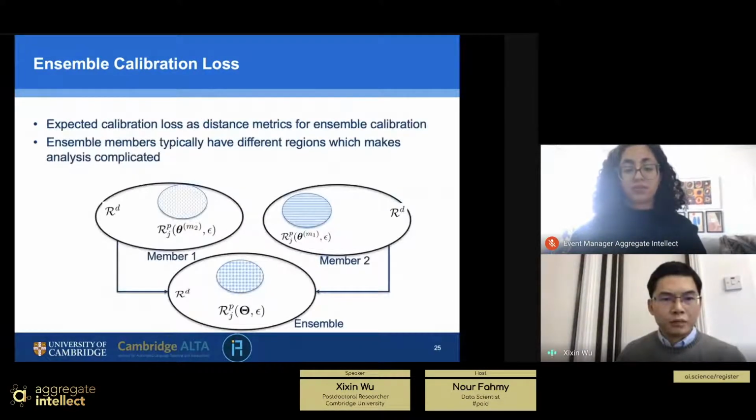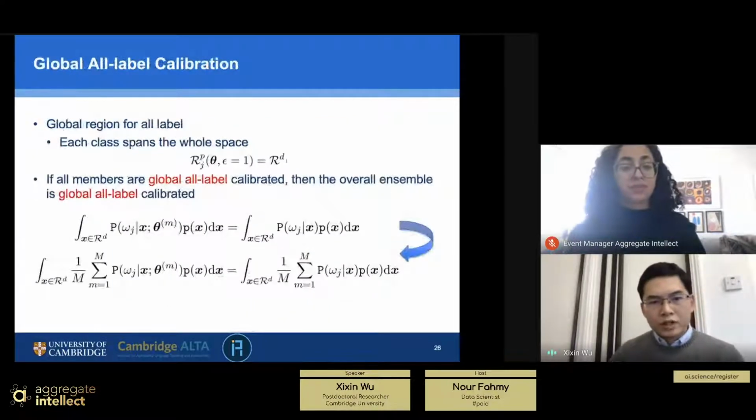Because we found the scenario on the reliability diagram, we hypothesize that it is more related to expected calibration loss. For expected calibration loss, we focus on distance based on regions. But generally, the ensemble members don't have the same regions, and when these different regions are combined together, they yield other different regions. So this makes the analysis complicated. So first, let's move to an easier case where global regions are considered.